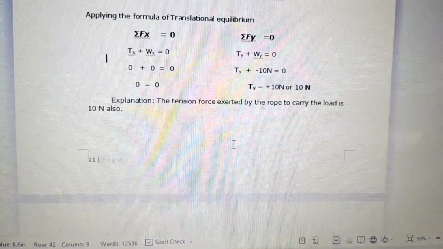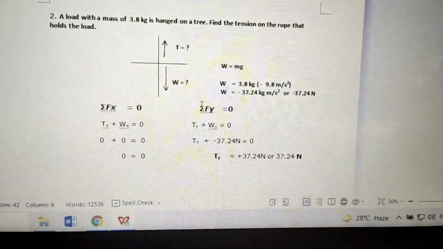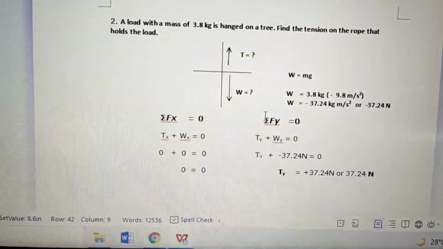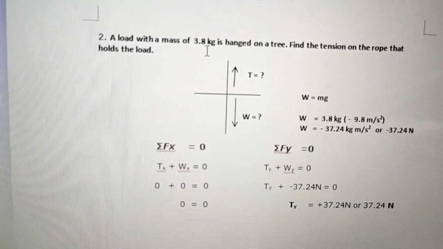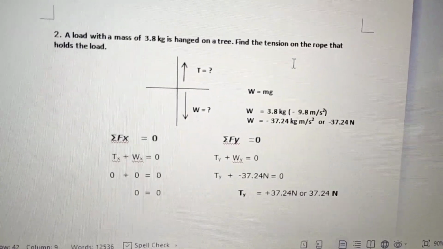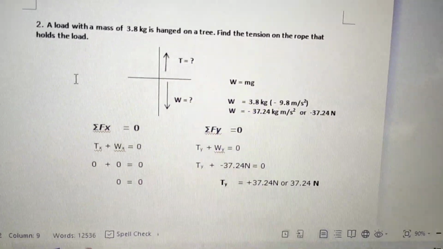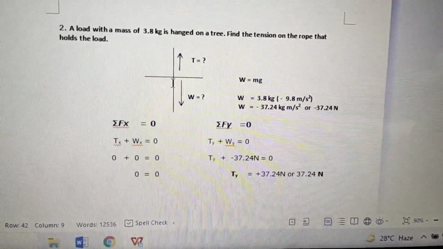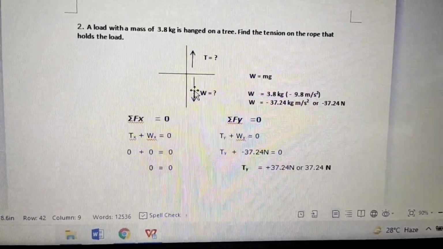Going further, we have another problem here. Problem number 2. Okay. A load with a mass of 3.8 kilogram is hung on a tree. Find the tension in the rope that holds the load. Okay. If you're going to have the diagram, again, there are two forces involved in our problem. The tension force and the weight of the load.